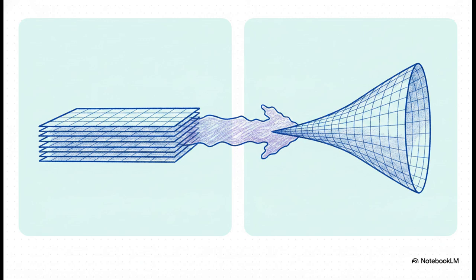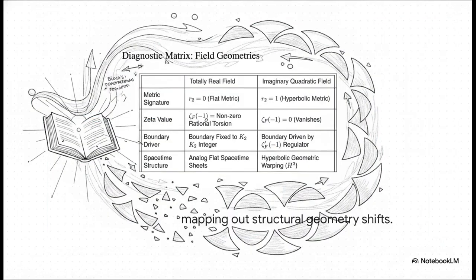In the totally real field we were just looking at, we had flat geometry and stable data. But with this new imaginary field, our stable zero vanishes. To survive, the data stream has to violently decompress its energy budget, stretching from analog flat spacetime sheets into a curved, sweeping hyperbolic geometry. When you compare these two realities side by side, the crucial point becomes clear.